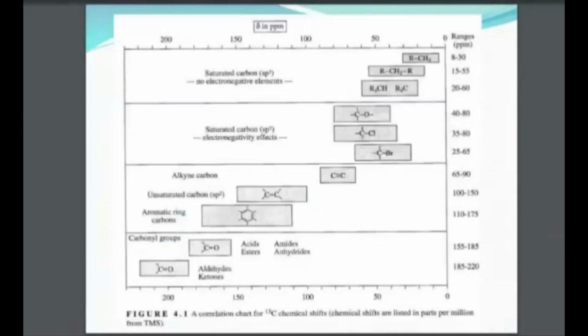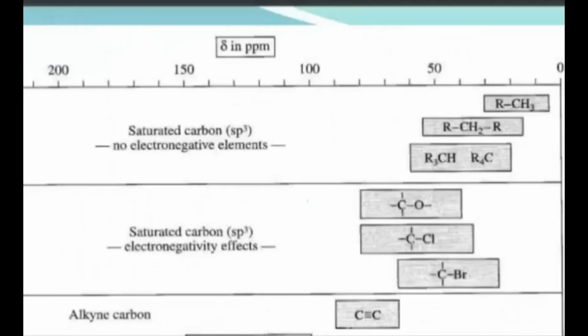Now these are the ranges. I should increase the size. Okay, now you will be able to see. This is primary carbon. This is secondary carbon. This is tertiary and quaternary carbon. All of them are sp3 hybridized.